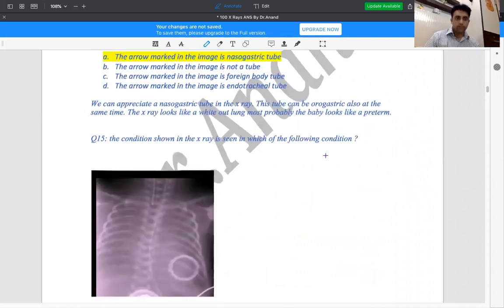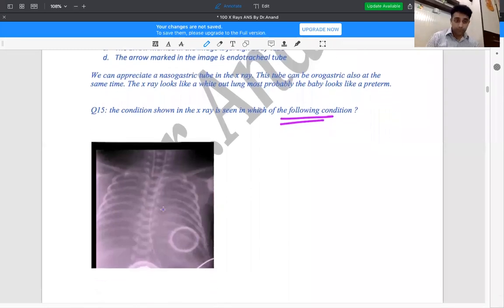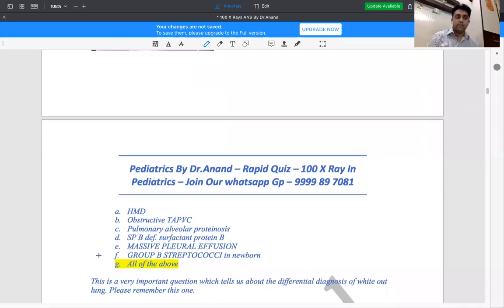Where do you see this condition? You already know that, which is already over. Yeah, this is a very good one. This is question number 15. The answer is all of the above. It is a very important AIIMS question. The round shadow is an artifact. Don't worry about it. It could be a small pad or something here and there. So it's an artifact. Imagine it that way. So it's a very important AIIMS question on whiteout lung.